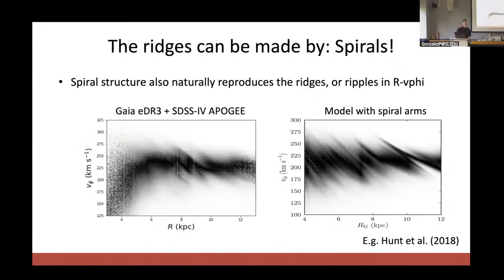However, these ridges can also be made by spiral arms. So there's again a plot from the Gaia data for one of my papers on the left, Gaia plus APOGEE, and you see all these ridges. This is reality. This is just a random model with some spiral structure.